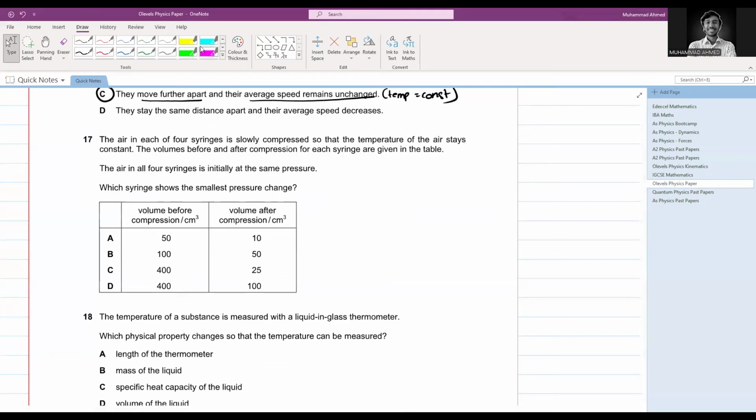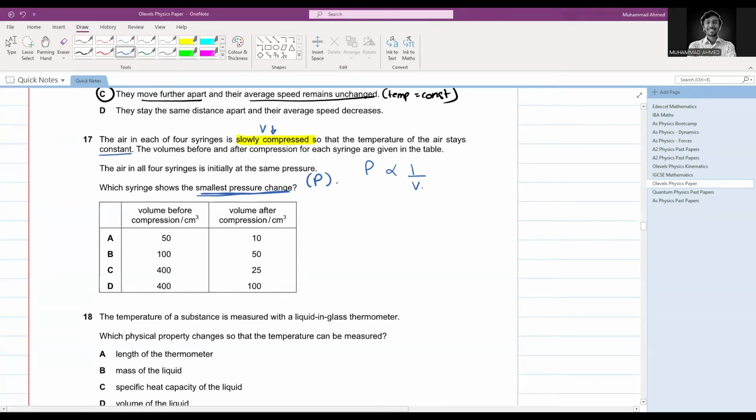Let's further move ahead. The air in each of the four syringes is slowly compressed. Perfect. Your volume has been decreased, so that the temperature of the air remains constant. Temperature is remaining constant, that means Boyle's law will be applicable. The volume before and after compression for each syringe are given in the table. The air in all four syringes is initially at the same pressure. Let's say the initial pressure of all the four syringes is P. Which syringe shows the smallest pressure change?